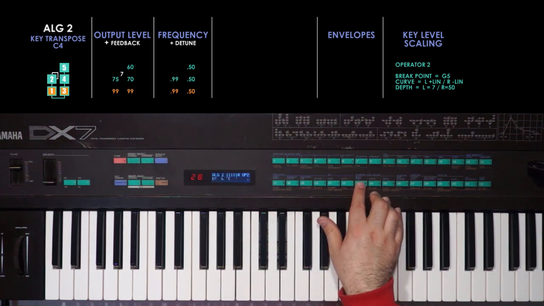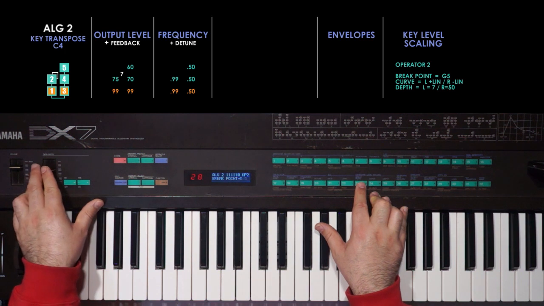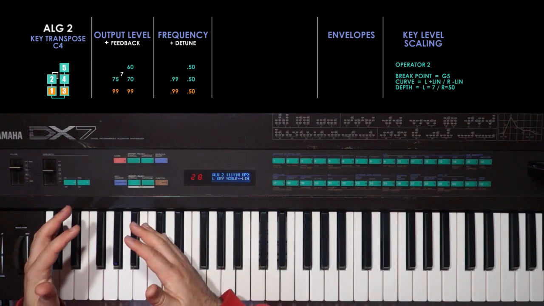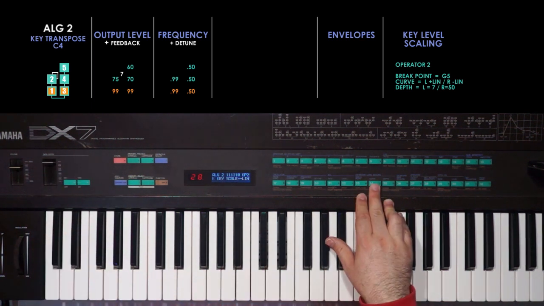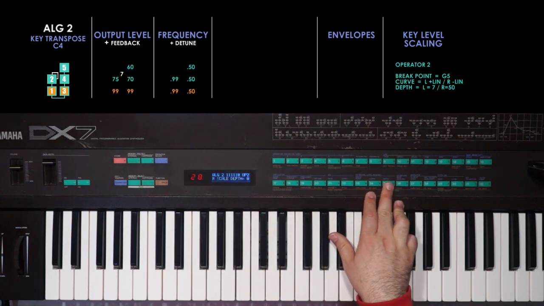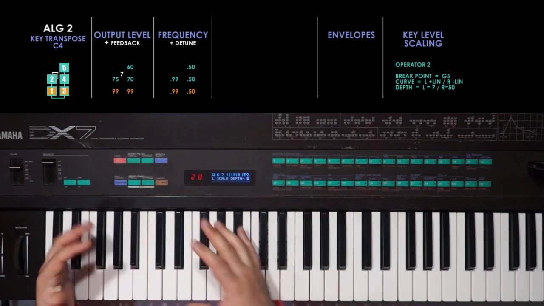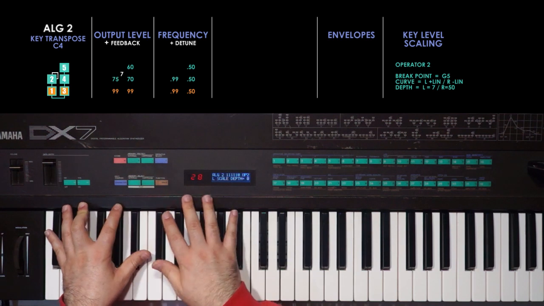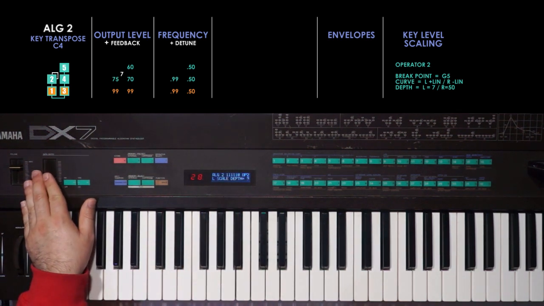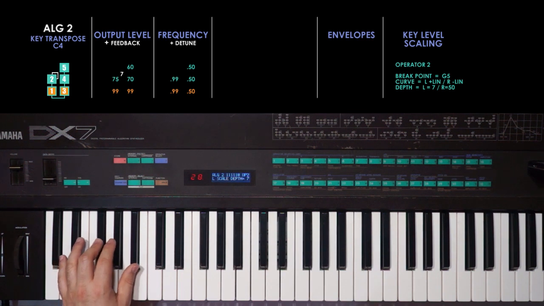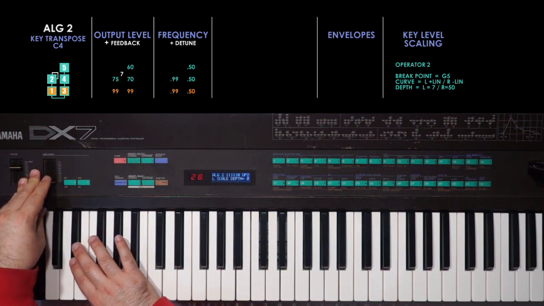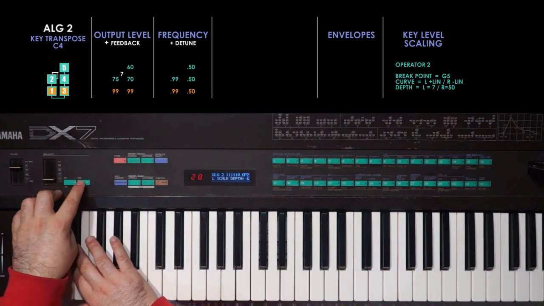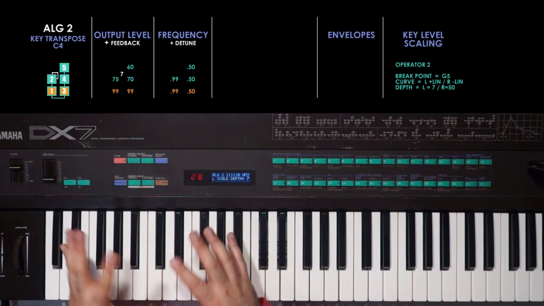And so for operator 2, I'm going to set its breakpoint to G5, and the left scale curve to plus linear, and on the right scale we're going to leave it at minus linear. And so for the left scale depth, which is how much we're going to increase this, because it's positive linear, it's going upwards, we're going to make that 7. And you can hear already that it's a lot brighter. If we put it down to 0 again, that's where it is. And as I increase the left scale depth to 7, we get all of that brightness.